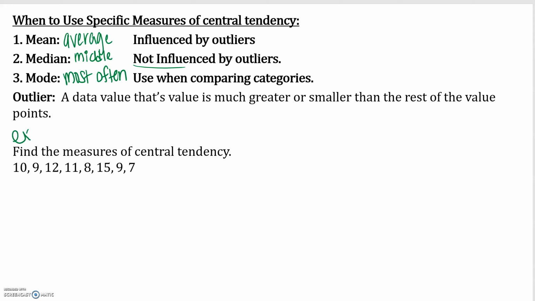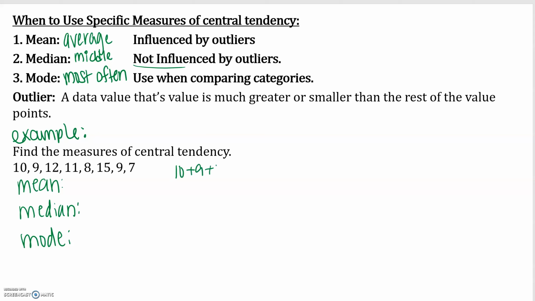Okay, so we're going to start with an example down here. And we're going to find the measures of central tendency of our list. So that means we're going to be finding the mean, the median, and the mode. Okay, so it doesn't matter to me where you start. So we're just going to go down in order. So mean, I'm adding all of my numbers together, and dividing by the total number of numbers I have. So I'm going to count 1, 2, 3, 4, 5, 6, 7, 8. I have 8 numbers. So I'm going to add all of those together and divide by 8.